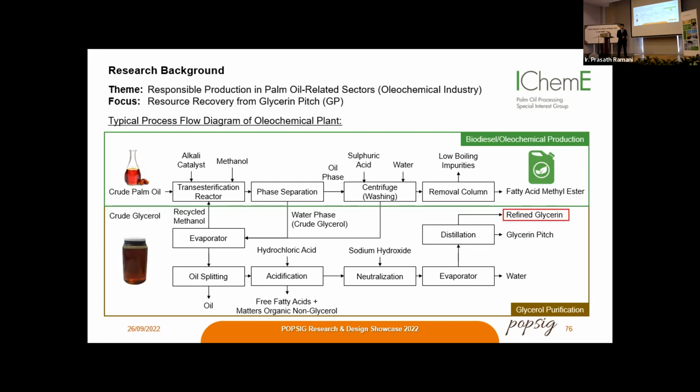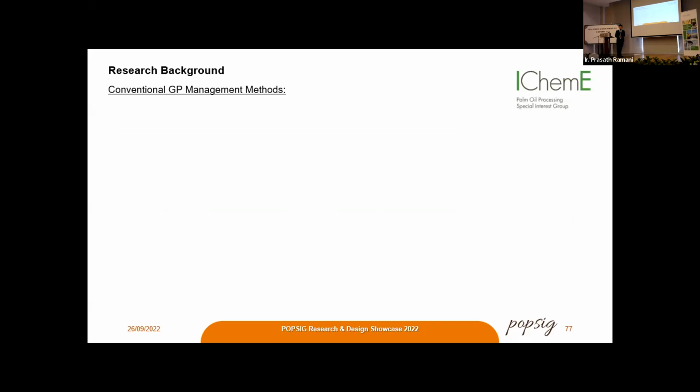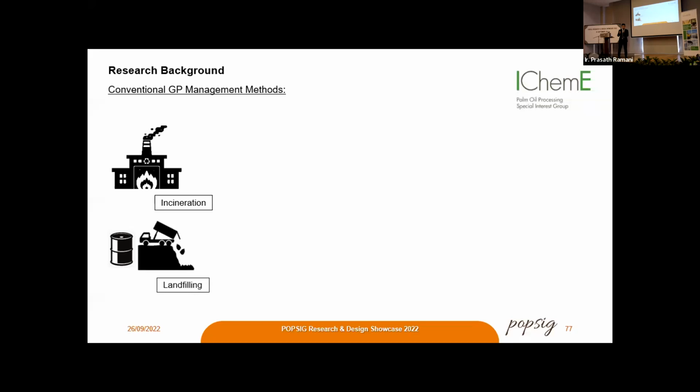However, one of the main scheduled waste produced from glycerol purification is known as glycerin pitch, or GP, that is conventionally managed through either incineration or sealing in drums prior to landfilling. Now, incineration not only produces toxic aldehydes such as ethylene, but also produces 2.5 times more carbon dioxide gas that pollutes the environment as compared to the incineration of coal. Additionally, landfilling may also risk soil pollution due to the presence of highly organic compounds in GP.